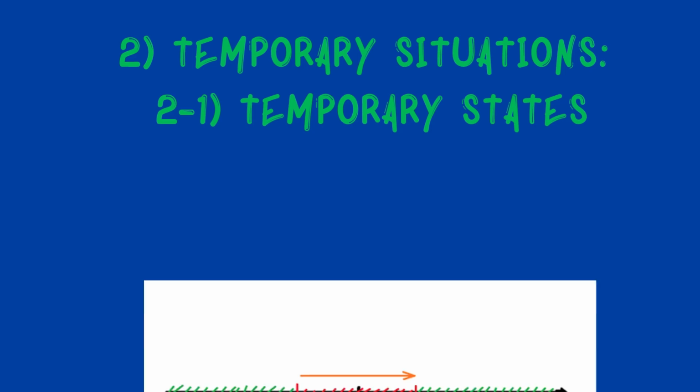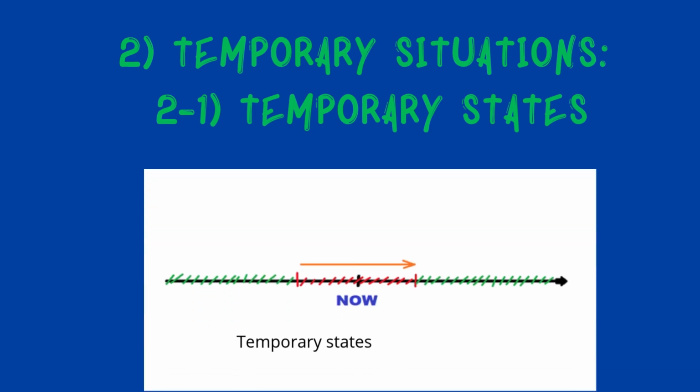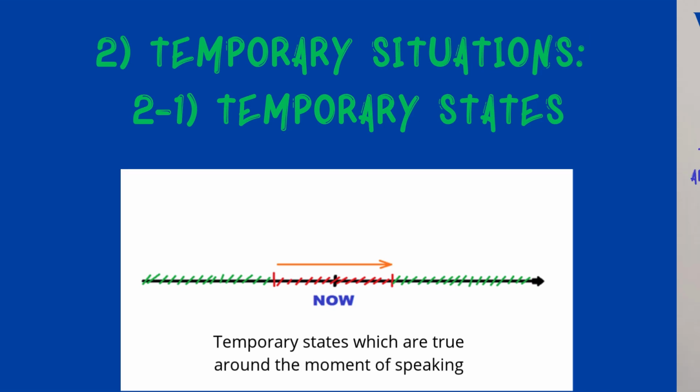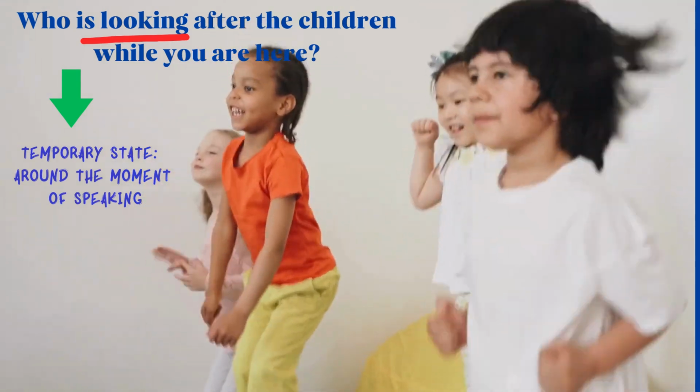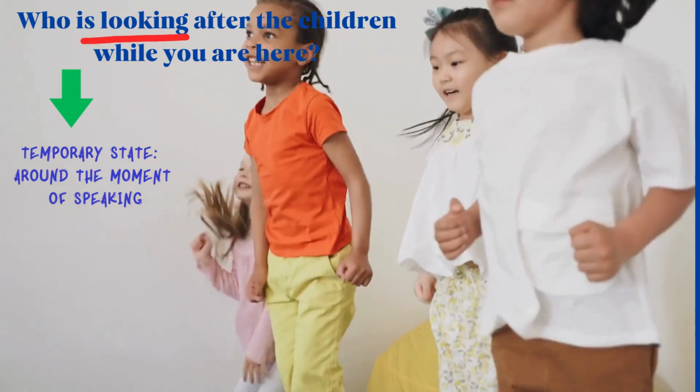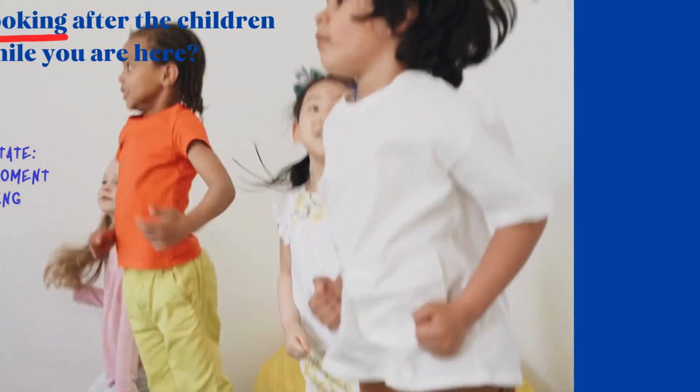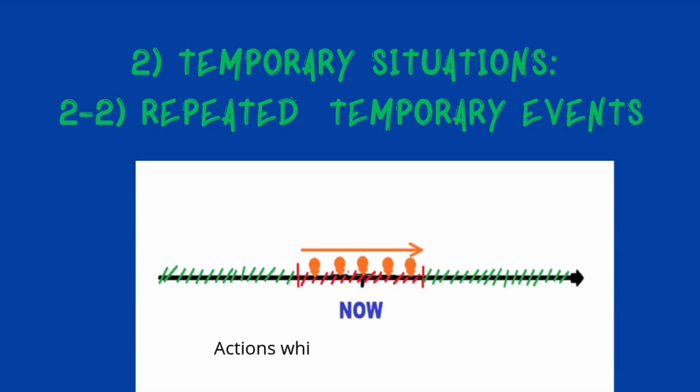Temporary states. We use the present continuous to talk about temporary states, which are true around the moment of speaking. Repeated temporary events. We use the present continuous to describe actions which are repeated or regular, but which we believe to be temporary.